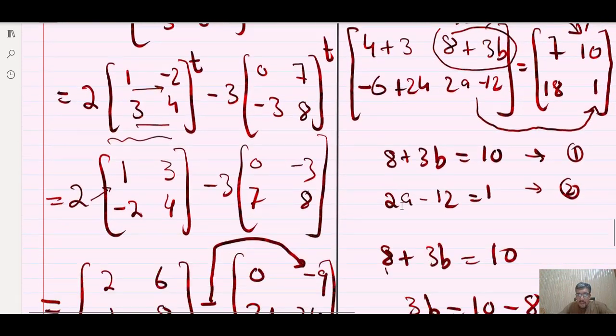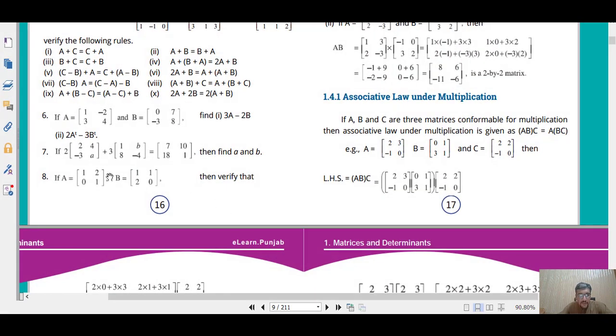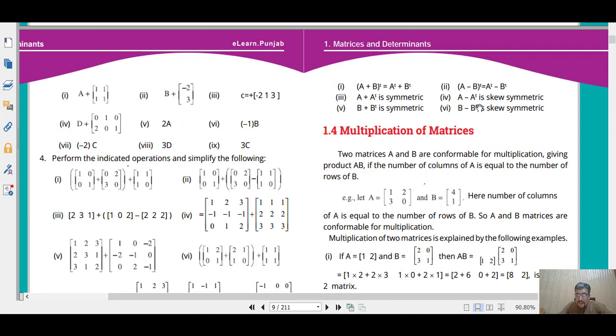So now we are moving towards the last question, question 8, and it is similar to question number 5. In this, we have to verify these equations which are given. So the first two are very simple and straightforward, and they are of the same nature. And such questions we have solved in the previous questions as well.